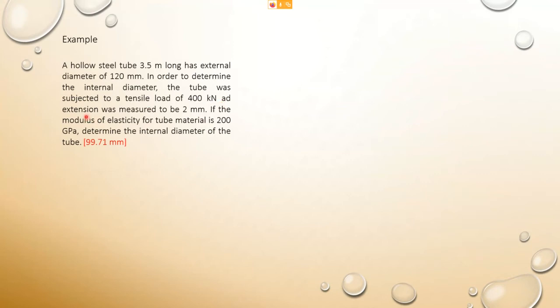And an extension was measured to be 2 millimeter. So that means the change in length, delta L, is 2 millimeter. Now, if the modulus of elasticity for the tube material is 200 gigapascal, find the internal diameter of the tube. So you have to find the internal diameter of the tube. The external diameter is given.